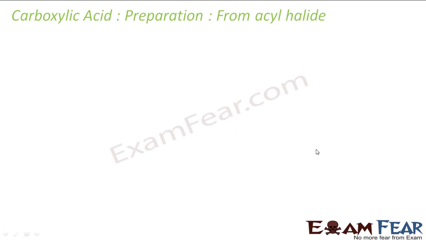Let's see this preparation method of carboxylic acid from acyl halide. With this acyl halide or acid chloride, you have RCOCl. This is my acyl halide of this form. When you hydrolyze with water, you get carboxylic acid. Actually, the OH group replaces the Cl group because Cl is a good leaving group, right?